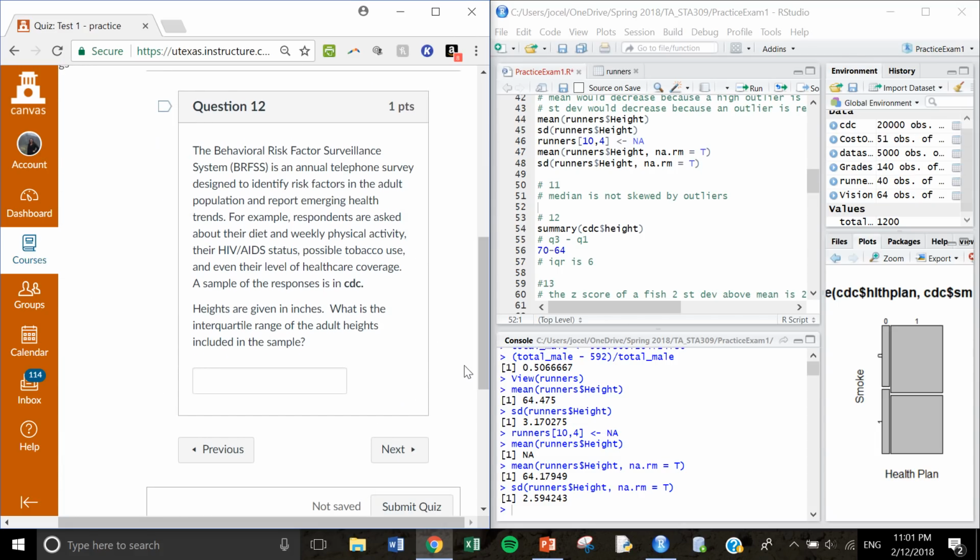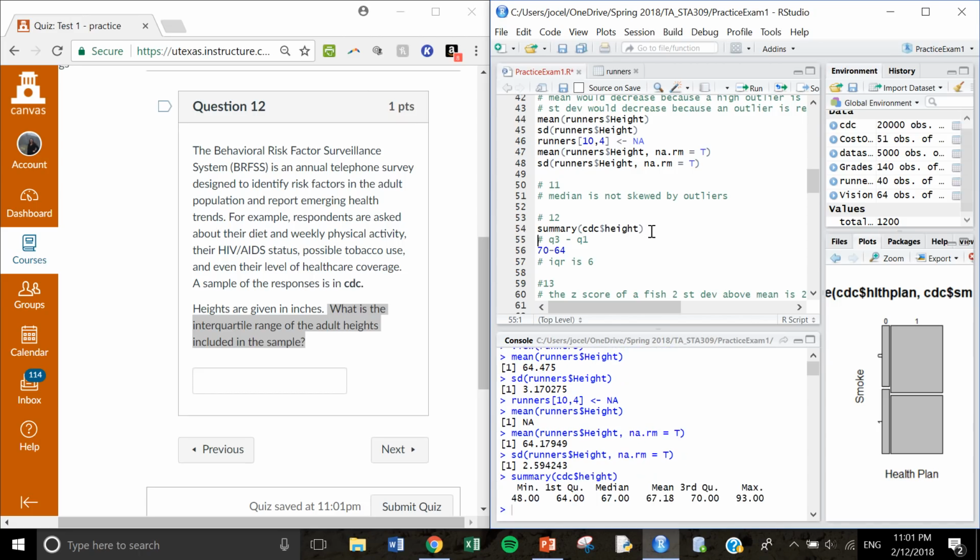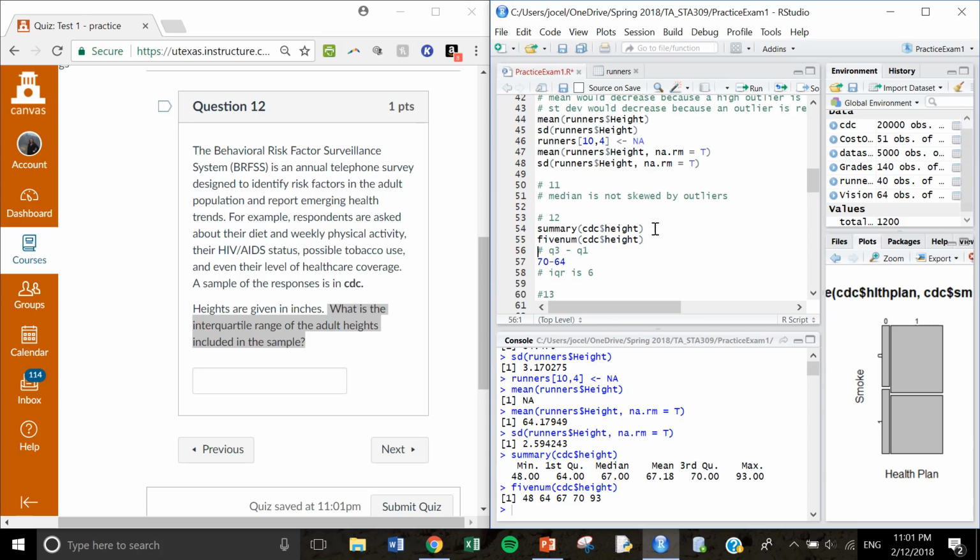Question 12. This is another one about that telephone survey. It says heights are given in inches. What is the interquartile range of the adult heights included in the sample? There are two functions we can use to get our numbers, Q1 and Q3. We can use summary of the data$height, and it gives us all of these numbers, or you can use something called fivenum of CDC$height. You get the exact same numbers.